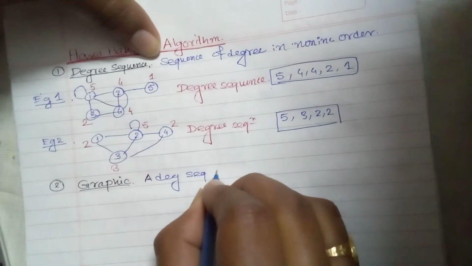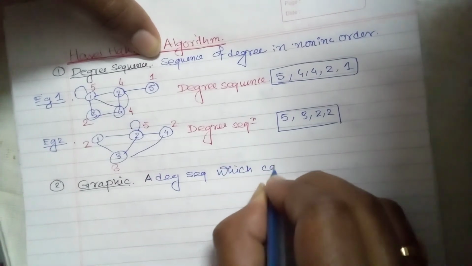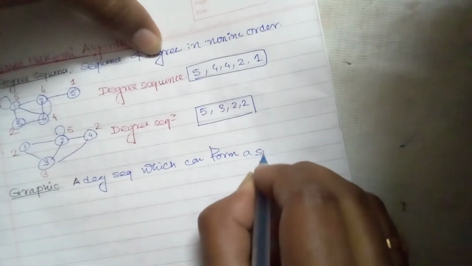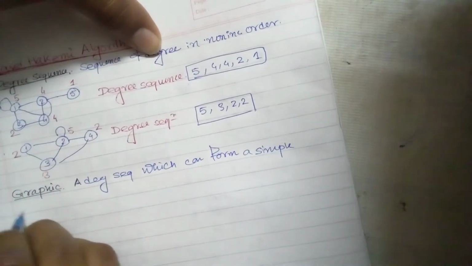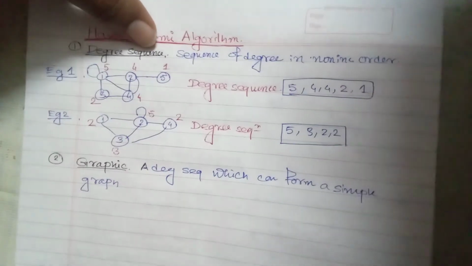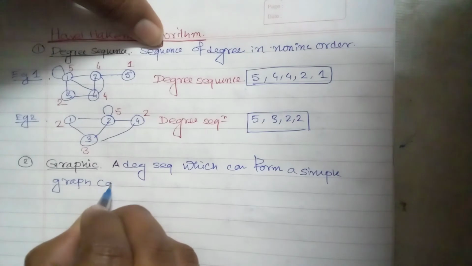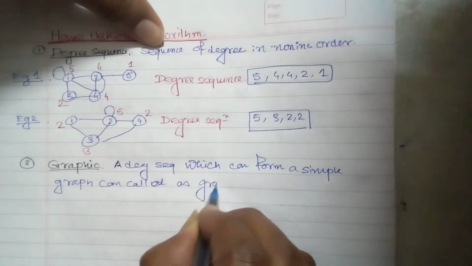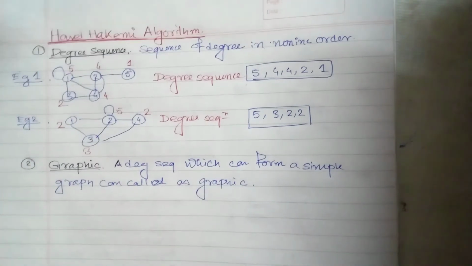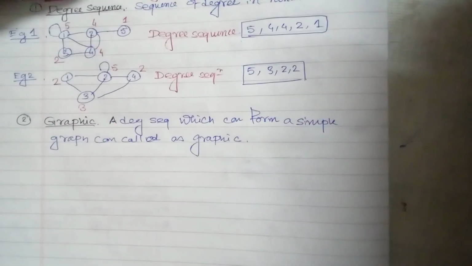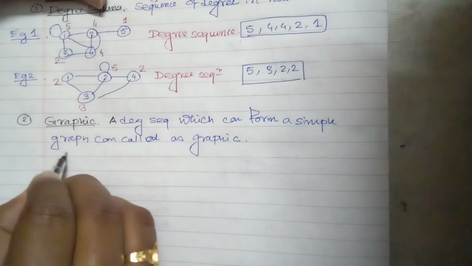A degree sequence which can form a simple graph is called graphic. Okay, so I think this is clear. So whenever a degree sequence can form a simple graph, it is called graphic. Then we'll go to the algorithm, that is Havel-Hakimi algorithm.